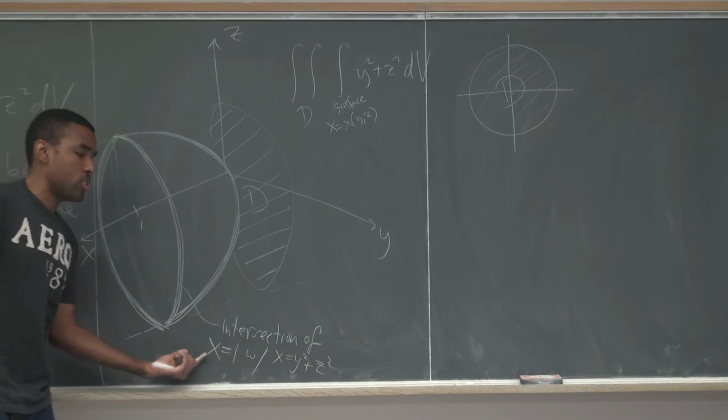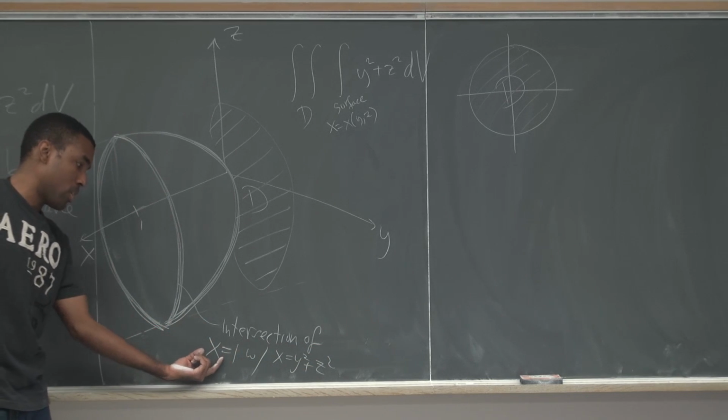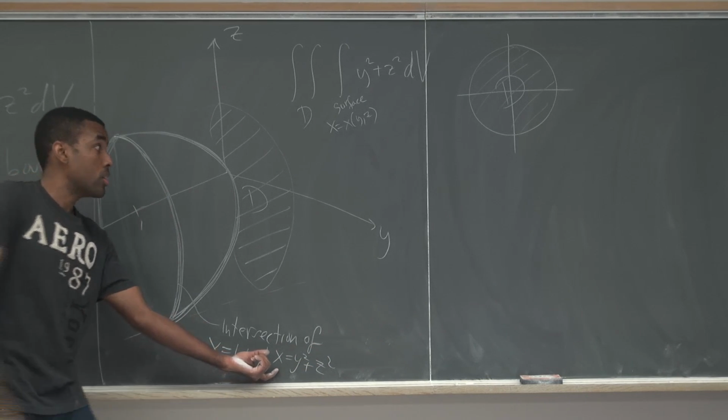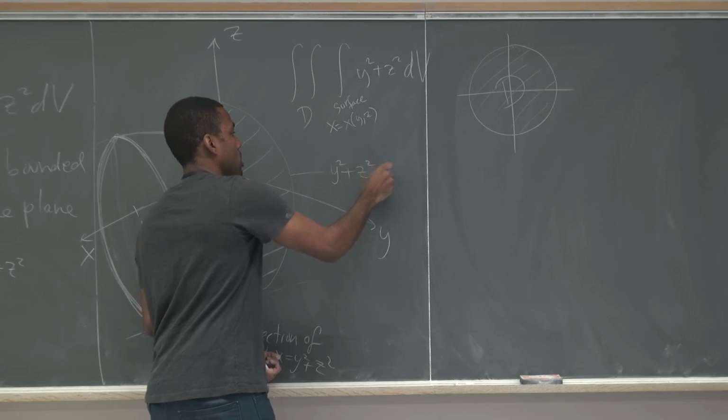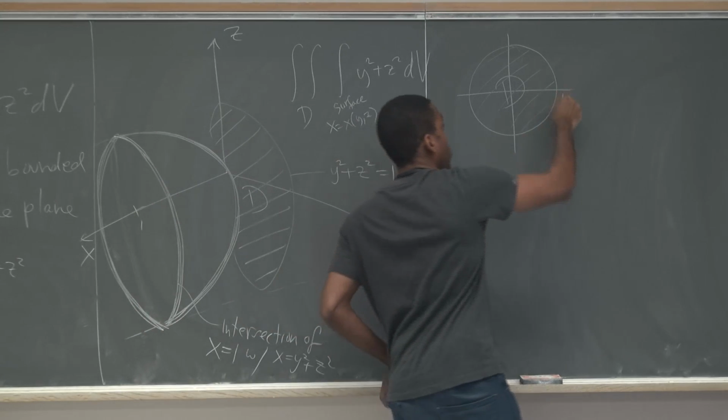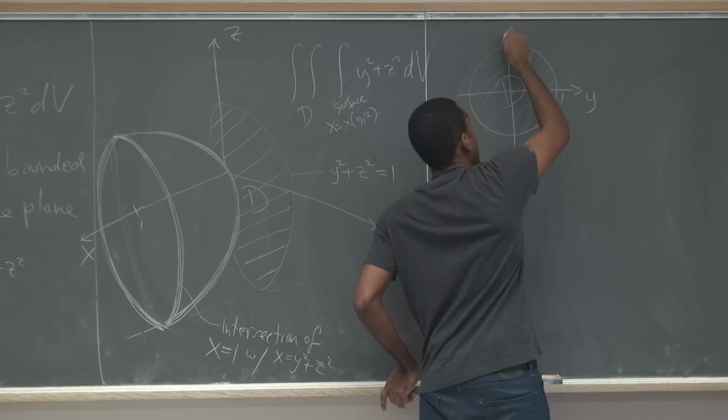How do you find intersection? You substitute one into the other. So I pretty much plug x equals 1 into that equation. And so the equation for this would be y squared plus z squared equals 1. So it's basically a circle of radius 1 in the yz plane.